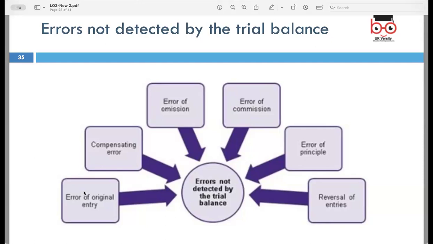Reversal of entries happens when debit and credit entries are mistakenly reversed during recording. For example, recording a credit transaction as a debit and vice versa. This type of error also does not affect the trial balance as long as the amounts and accounts are correct, only reversed.